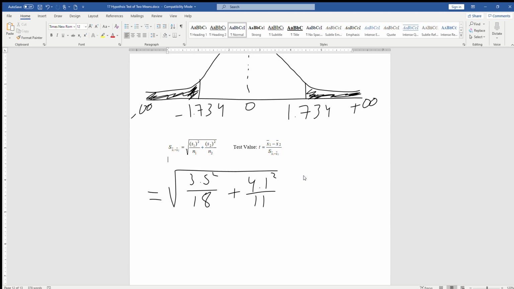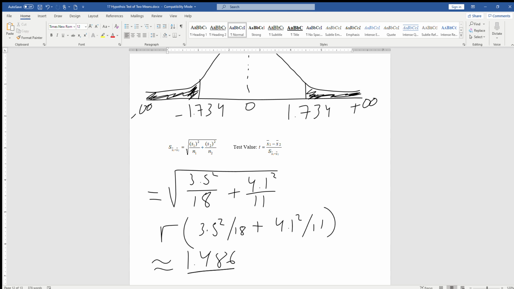When we put this into the calculator, we're just going to type it in as square root of 3.5 squared over 18 plus 4.1 squared over 11, and we're going to go ahead and approximate that. And I end up with 1.486. And that's our standard deviation estimate.